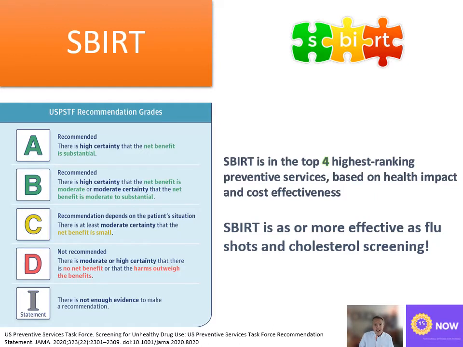SBIRT has a high certainty that the net benefit is moderate, or moderate certainty that the net benefit is moderate to substantial. It's in the top 4 highest ranking preventative services based on health impact and cost effectiveness. So when you're looking at getting the biggest bang for your buck, SBIRT's right up there in terms of improving health outcomes.